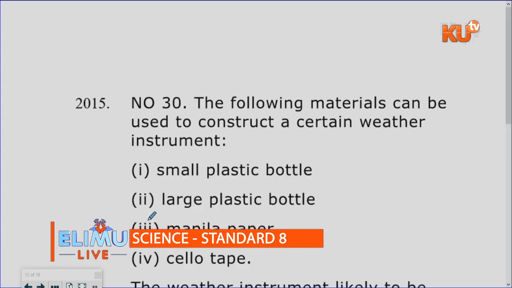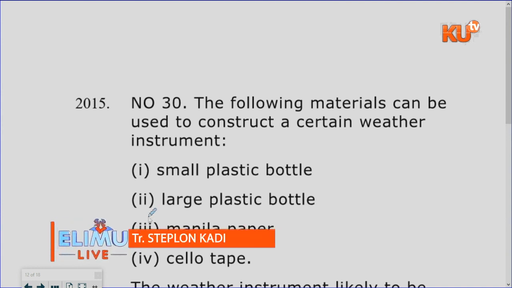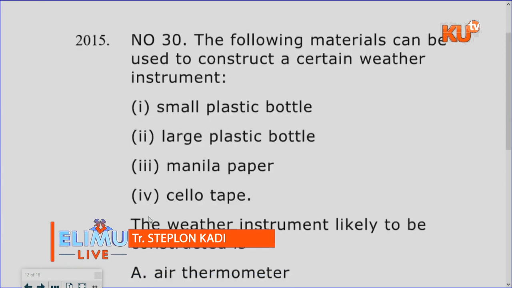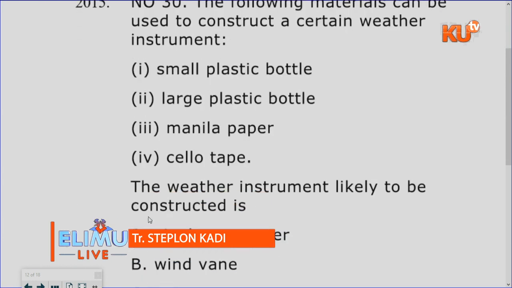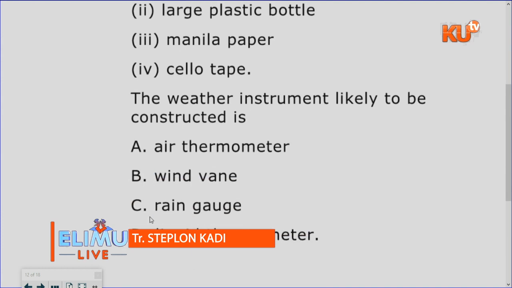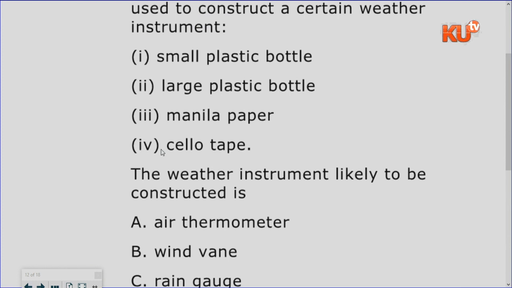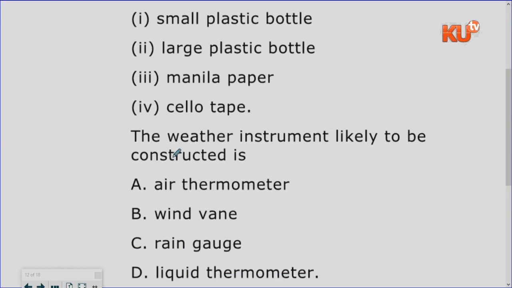Another question, 2015, number 30. The following materials can be used to construct a certain weather instrument: small plastic bottle, large plastic bottle, manila paper, sellotape. The weather instrument likely to be constructed is, so we first of all eliminate some weather instruments based on the materials that we have. We have small plastic and large plastic. We don't need plastic when we are making a wind vane, so we remove a wind vane.